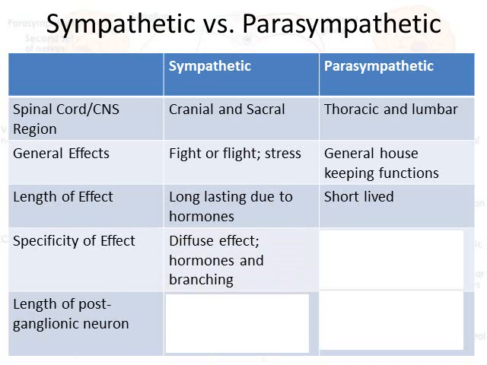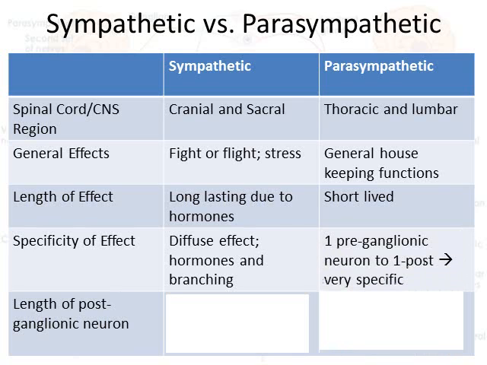Specificity of effects, we mentioned that previously: very diffuse effects on the sympathetic side because of the hormones and because of the branching of neurons, and very specific effects in the parasympathetic. And so then on the sympathetic side, as I mentioned, a long postganglionic neuron, and a short postganglionic neuron in the parasympathetic.